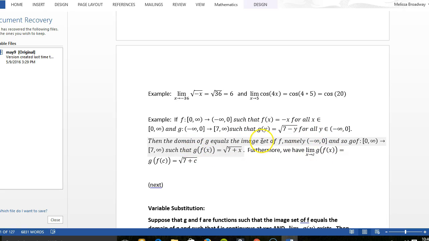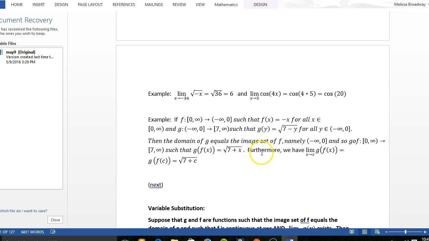Okay, so the domain of g equals the image set of f, namely this, and g compose f is going to be a function from the very beginning to the very end, which is this guy here, such that g of f of x is radical 7 plus x. Now guys, how did I get that 7 plus x in there? Remember, g of f is going to be radical 7 minus f, but f is negative x, so we're going to have 7 minus a negative x, but minus a negative turns into a plus. So 7 minus negative x is 7 plus x. Because that y would turn into a negative x right here, but that makes it plus x.